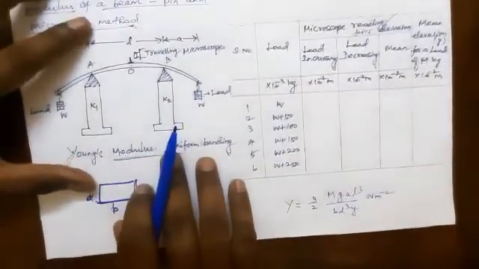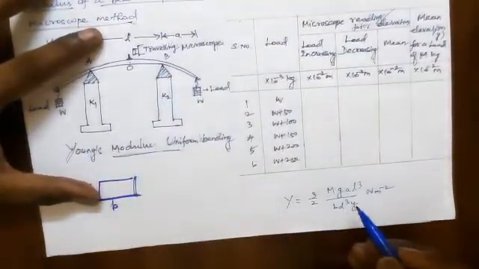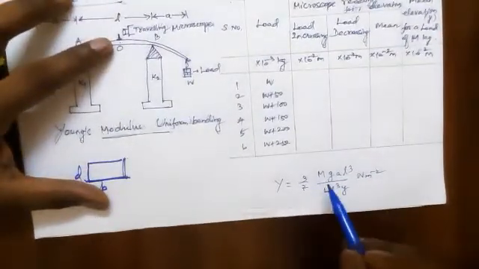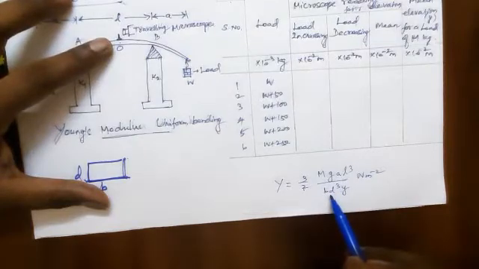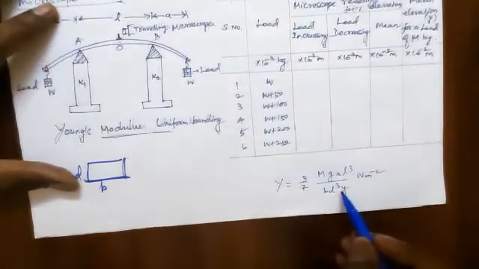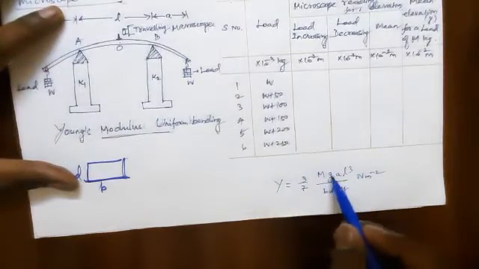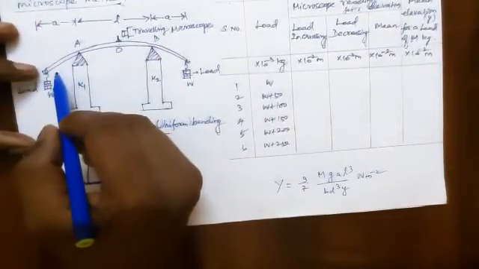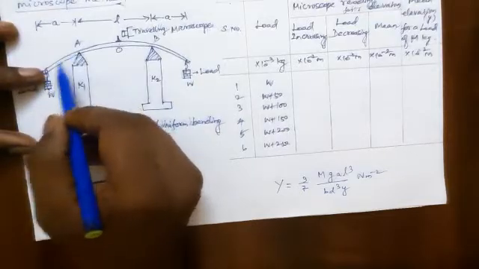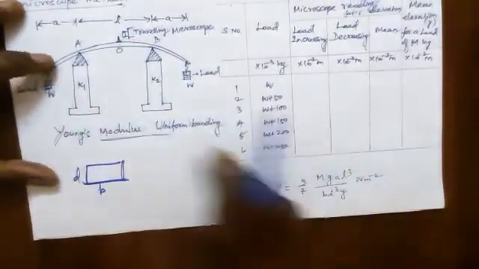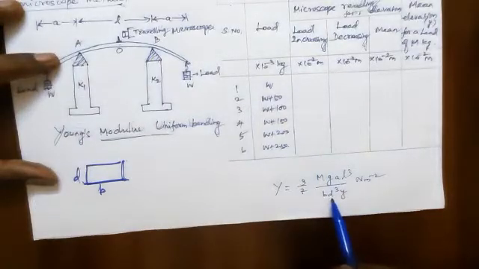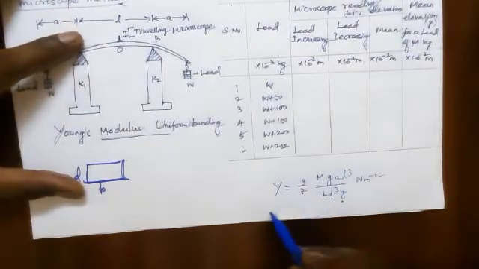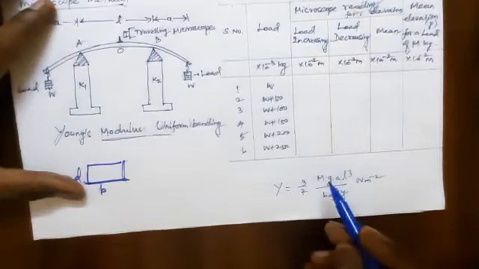From these values, we can easily calculate the Young's modulus value of the metal of the beam using the relation 3 by 2 mg a L cube divided by b d cube y Newton per meter square. In this equation, m is the applied mass, g is acceleration due to gravity, a is the distance of one of the weight hanger from the nearest knife edge. L is the distance between the two knife edges, b is the breadth of the beam, d is the thickness of the beam, y is the mean elevation produced. From this relation, we can easily calculate the Young's modulus of the material of the beam.